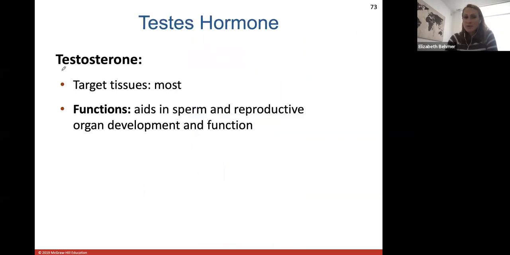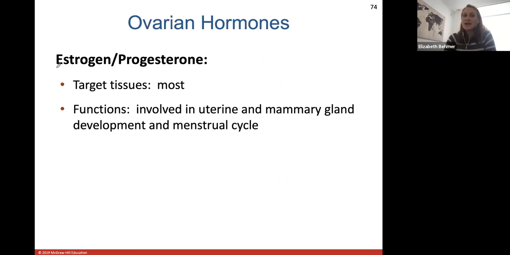The testes hormone, the big one here, is testosterone, targeting most tissue throughout the male, aiding in sperm and reproductive organ development as well as function. And then estrogen and progesterone also target most tissue in the female. It's involved in the uterine, mammary gland development, as well as the menstrual cycle.